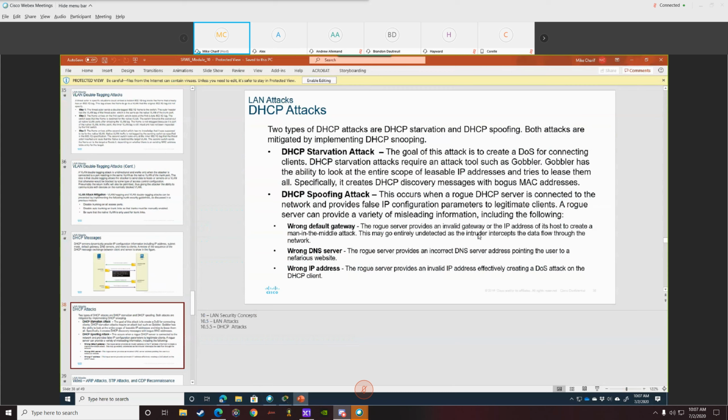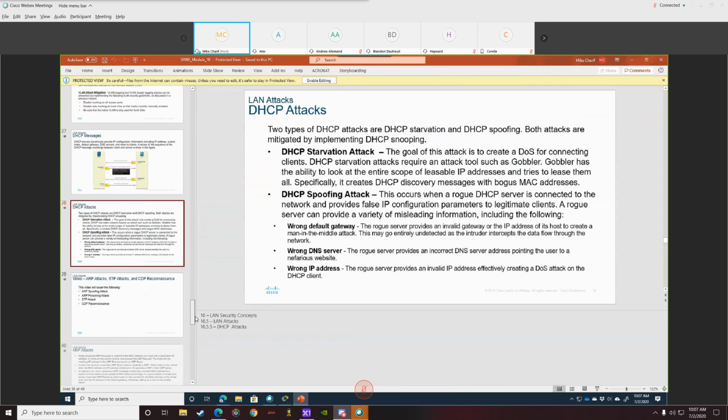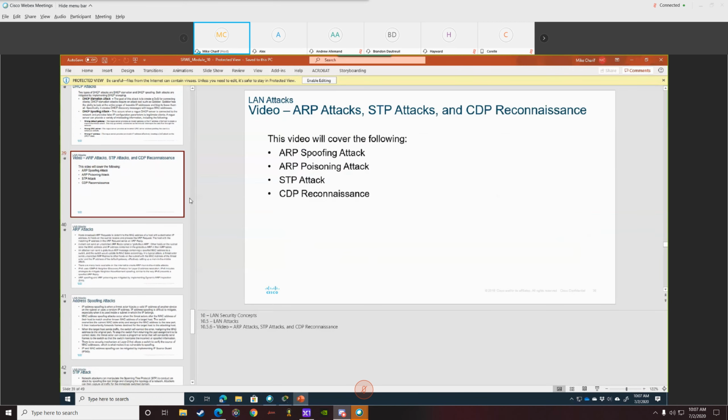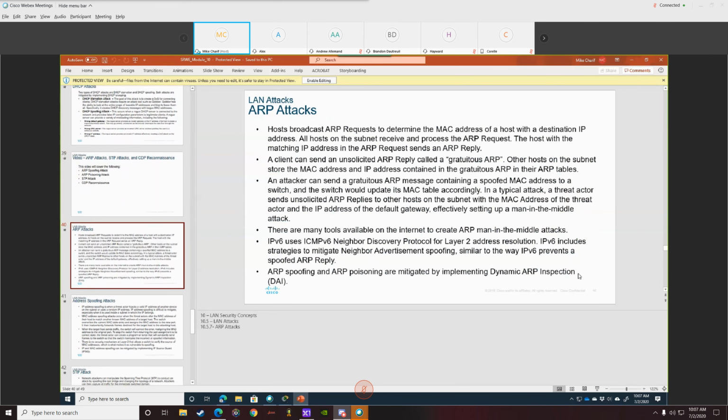So the question is how to prevent that from happening. I think they have a video that tells you about this one here, and you can watch that video. Same thing with ARP. So what you do is port security and DHCP snooping to prevent all that stuff from happening. And the same thing with IPv6.